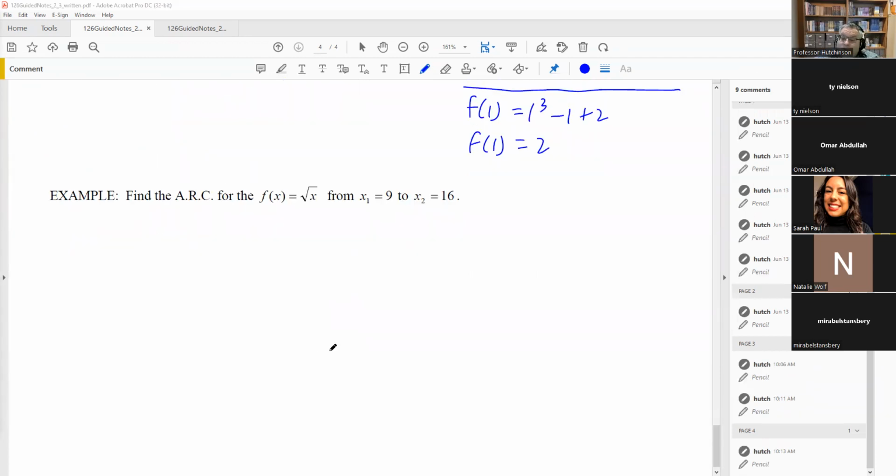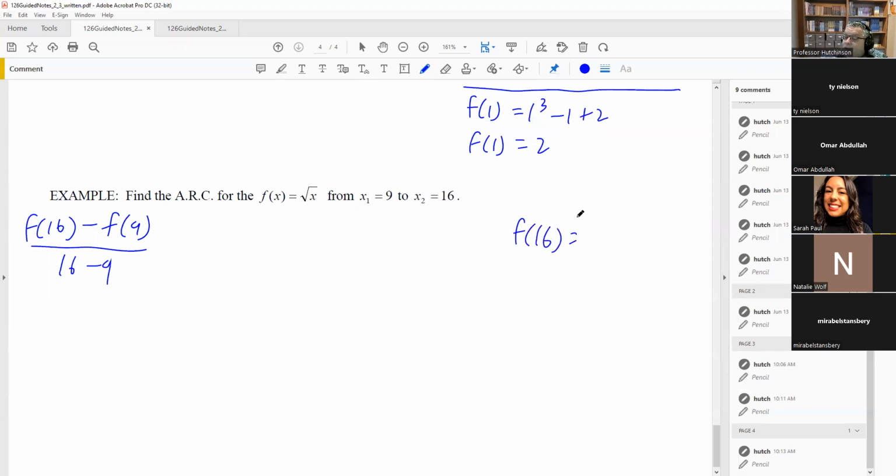Okay, we want to find the average rate of change where f of x is the square root of x, from x1 is 9 to x2 is 16. So now let's try this again. x2 is 16, so we're going to do f of 16 minus f of 9 all over 16 minus 9. We're going to do this off to the side.